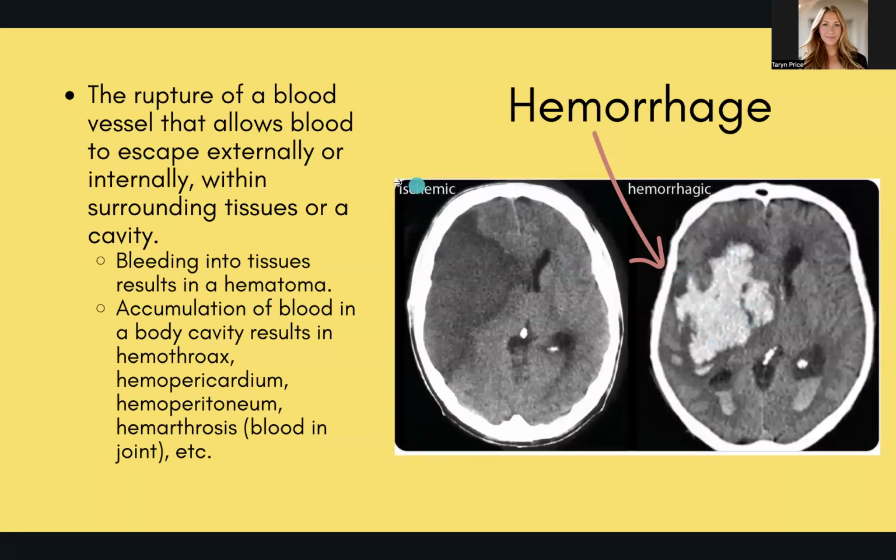Hemorrhage here. And I wanted to show you the difference that it might look like versus ischemia that we were just talking about. But hemorrhage is the rupture of a blood vessel that allows blood to escape within surrounding tissues. So it's actually blood, active bleeding into tissues. And then it can result in a hematoma. Once that blood is kept there in one place, you're looking at a hematoma, kind of like a bruise, you might say, on the skin. That would be another version of a hematoma.